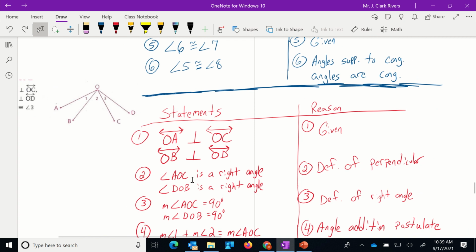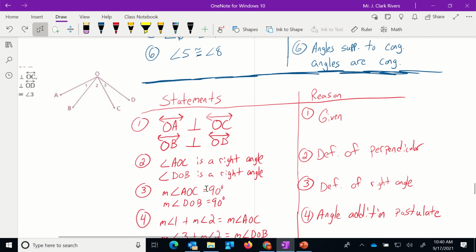What does it mean for these to be right angles? It means that they have a measure of 90 degrees. So the measure of angle AOC is 90 degrees. The measure of angle DOB is 90 degrees. That's the definition of a right angle.